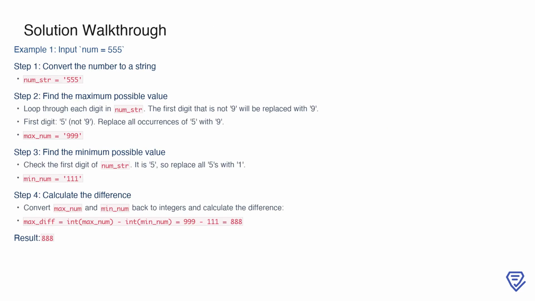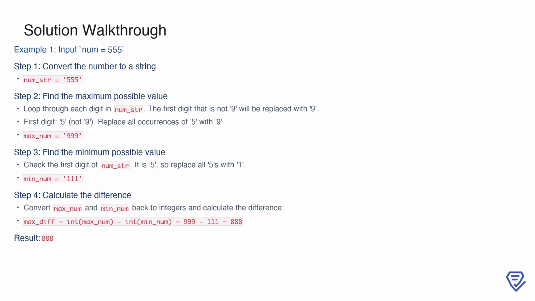We start with the input number 555. The first step is to convert the number into a string format, which gives us 555. Then, to find the maximum possible value, we iterate through each digit. The first digit encountered that is not 9 will be replaced with 9. Here, the first digit is 5, which is not 9, so we replace all occurrences of 5 with 9, resulting in 999.